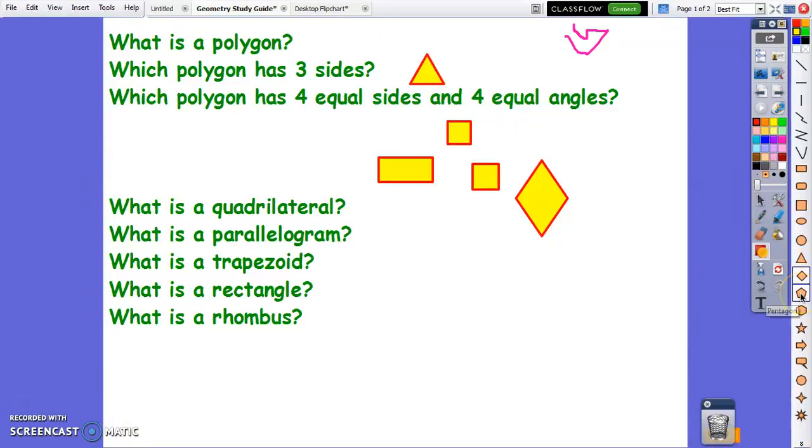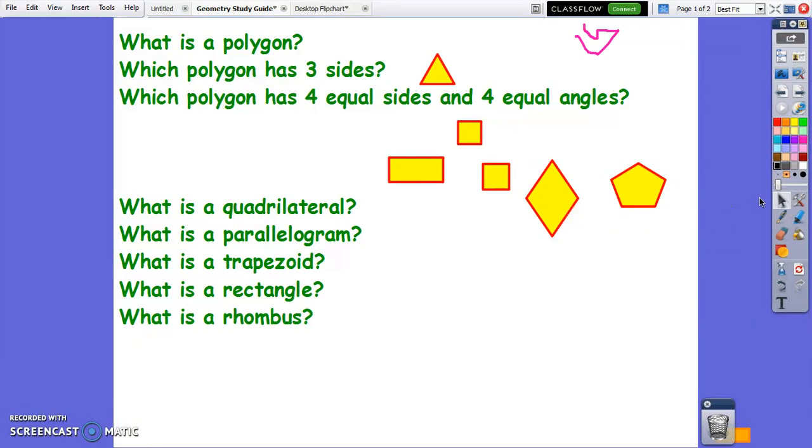Now, when I ask what is not a quadrilateral, you could pull up a triangle or you could pull up a pentagon, which if you see has five sides. So when I ask you what is a quadrilateral, think of any shape that has four sides.